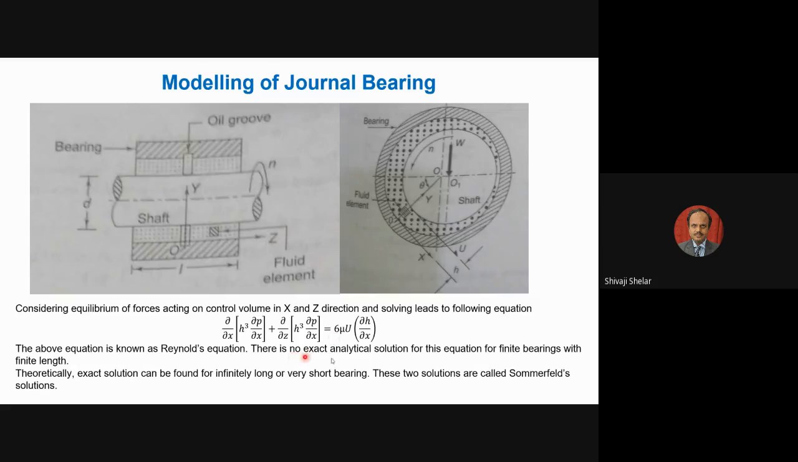When you don't have an exact solution available, we can find the approximate solution of this equation, and that approximate solution under certain circumstances can be used in the design or selection analysis. So theoretically, exact solution can be found for an infinitely long bearing. Where can we find the exact solution? If your bearing is infinitely long or a very short bearing. So either your bearing should be very short, or it should be infinitely long. Under these two conditions, the solution is possible.